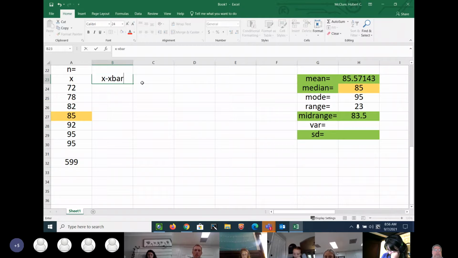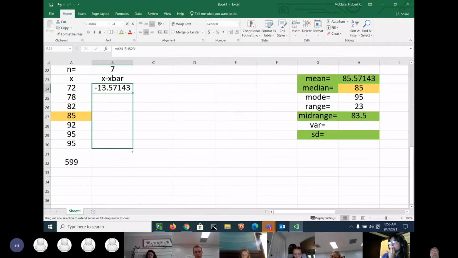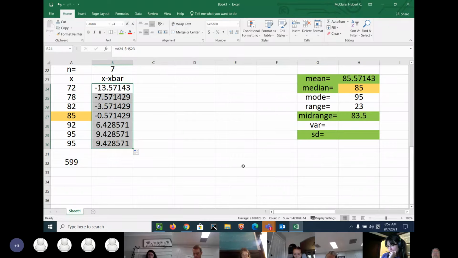X minus X bar. D2 minus the mean and function F4. And copy that down. Give y'all a second to do that in your calculator and your sheet of notebook paper. Take your X and subtract 85.57143.